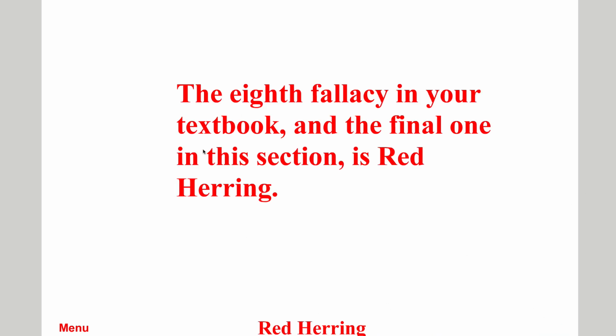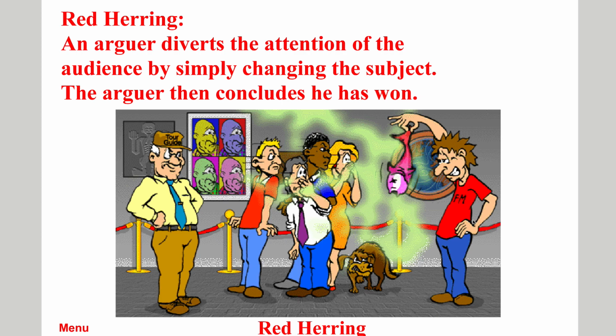The next fallacy, and one that students often find difficult, is called the red herring. An arguer diverts the attention of the audience by simply changing the subject. The arguer then concludes that he has won, or she has won. Okay? So with a red herring, obviously, as you take out a red herring, everybody's paying attention to that, not to the actual argument.